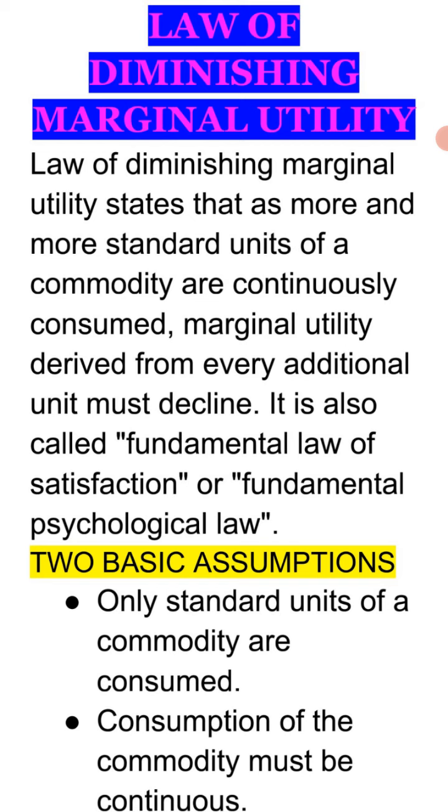Now, what are the two basic assumptions of the law of DMU? The very first is that the unit must be consumed in standard units. For example, if we are talking about tea, then it will be offered in a cup, not in a spoon or a bucket. In the same way, if we are talking about cough syrup, then it will be given in a spoon, not by the glass, the bowl, or the jug. So standard units must be there, and second, consumption must be continuous, because if the consumption is not continuous, then after some time we will have the tendency to consume the good again and again.